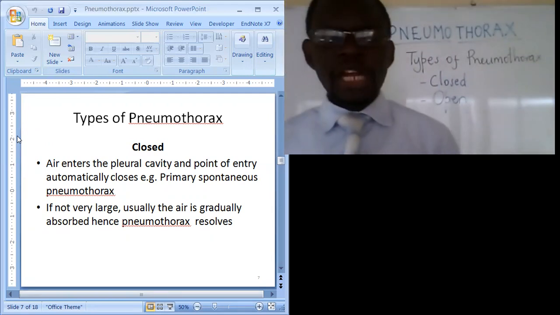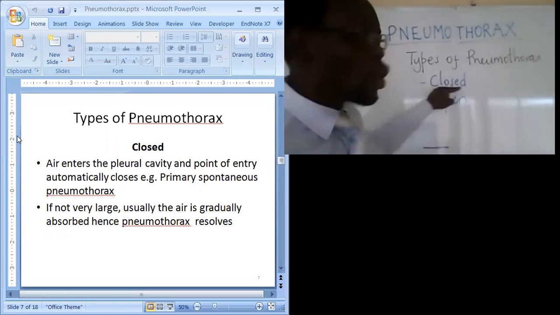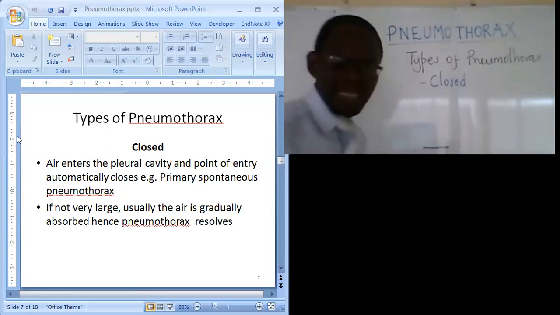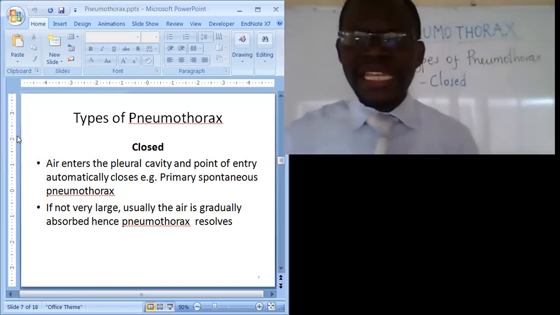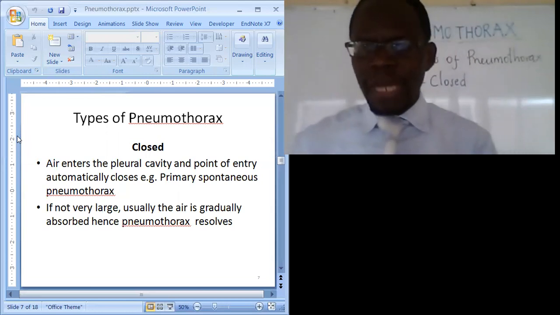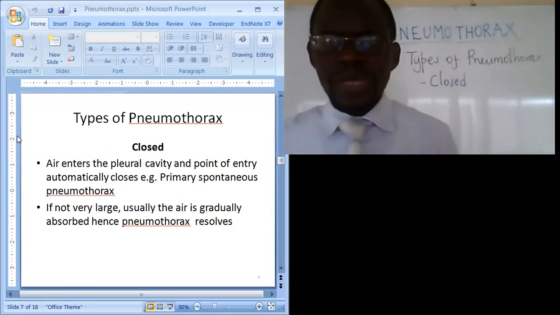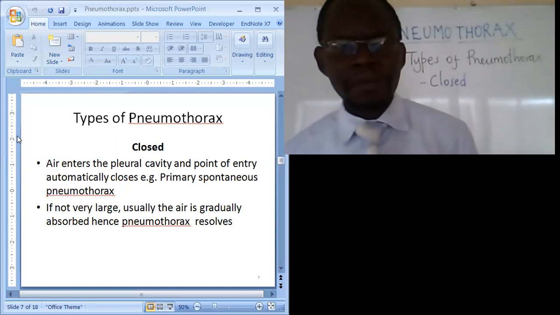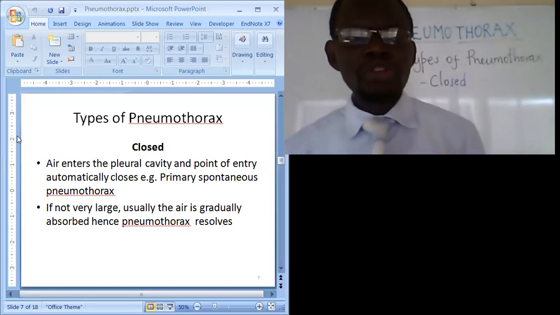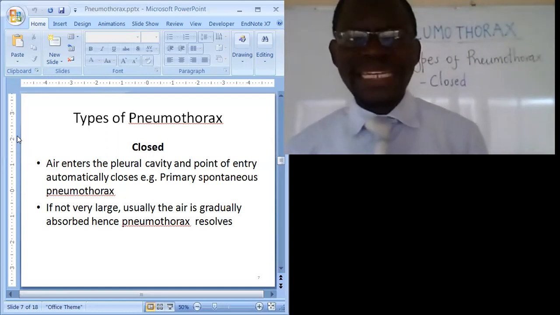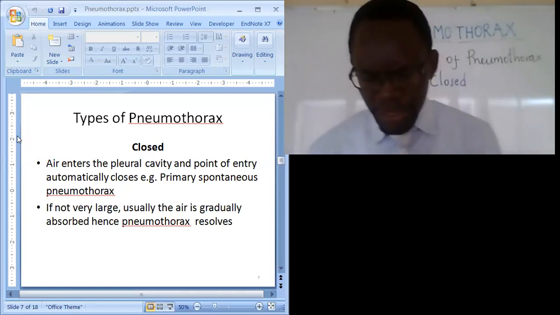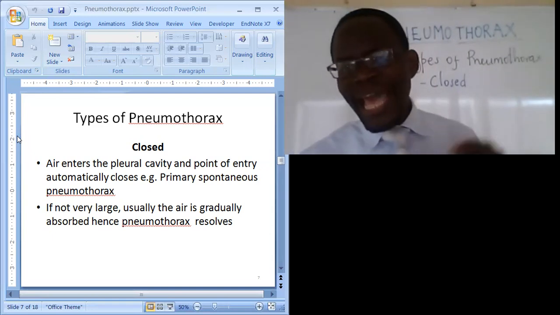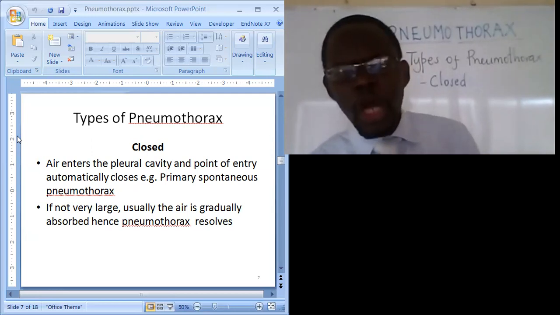Now, with closed pneumothorax, just like the word closed, it happens when there is no injury or no penetrating trauma to the chest. So it is within. What happens is that air enters the pleural cavity, and the point of entry automatically closes. Like for example, it can happen in spontaneous pneumothorax. So air enters and the point of entry closes.